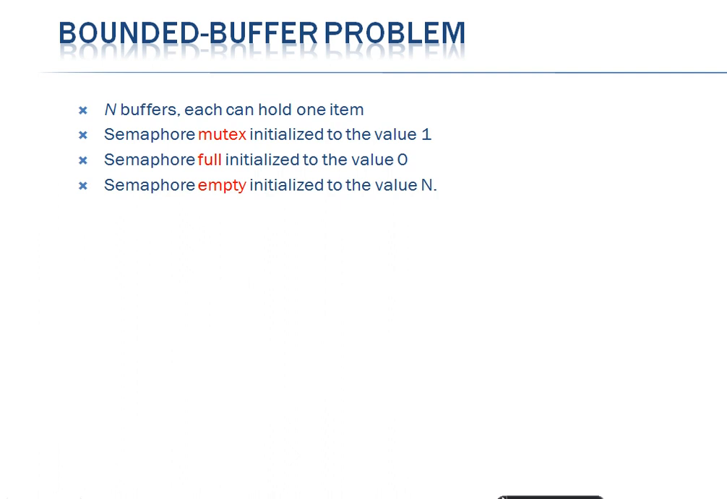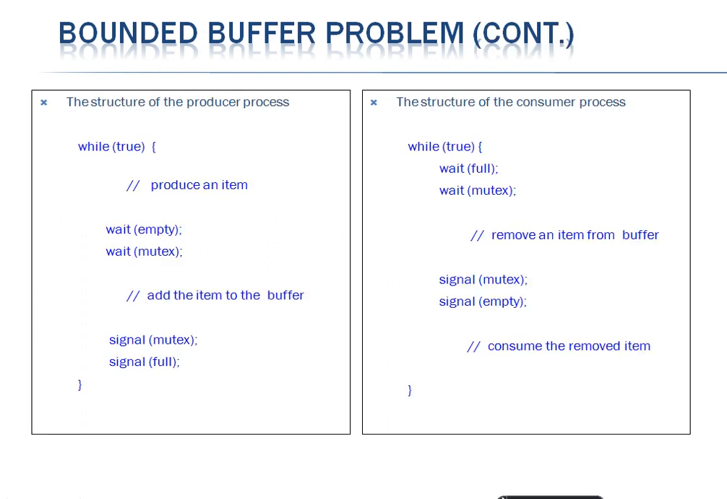One more semaphore we are using here is full, which is initialized to 0. The third one, semaphore empty, is initialized to the value n. So in this bounded buffer problem, we are using three semaphores: mutex, full and empty. Now we have the structure of the producer and consumer processes.